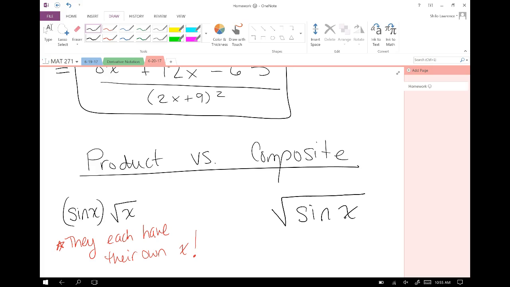That's a composite. So square root all by itself could be a function, but only if it has its own x and it's written by itself with its own x. But if you see a square root symbol and there's something else inside of it, then it's a composite.